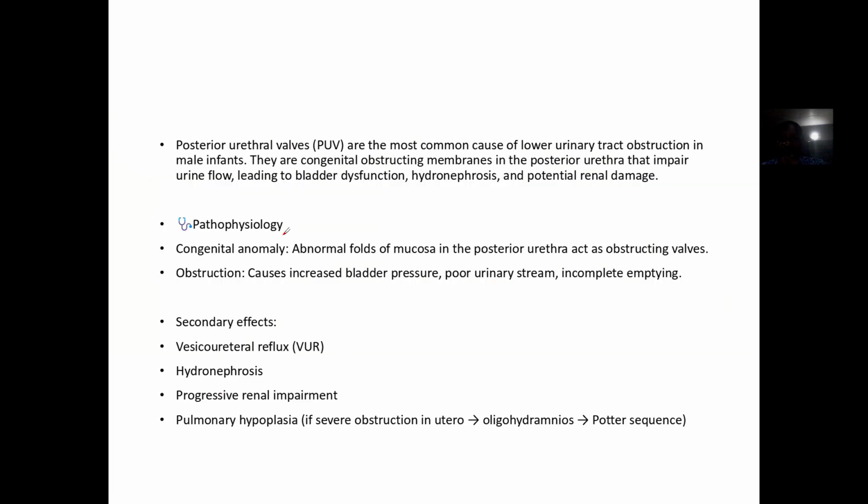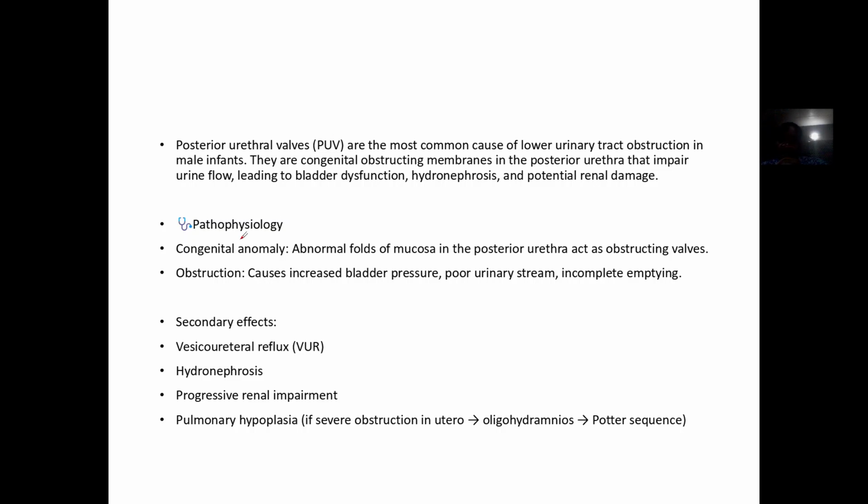So there are actually common causes of lower urinary tract obstruction in male infants. You can see that they can cause issues, right? They are congenital. Okay, so there are congenital obstructing membranes in the posterior urethra. They impair urine flow, so this can lead to bladder dysfunction, hydronephrosis, where there's accumulation of fluid in the kidneys, and potentially they can lead to renal damage.